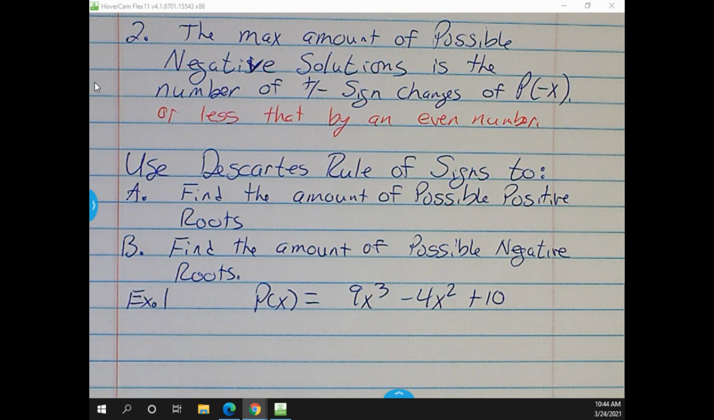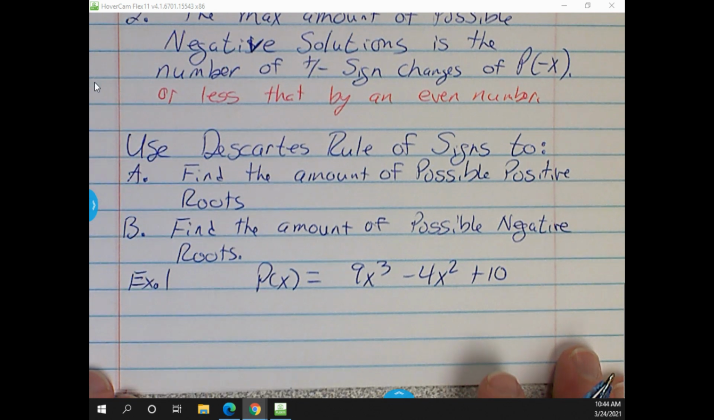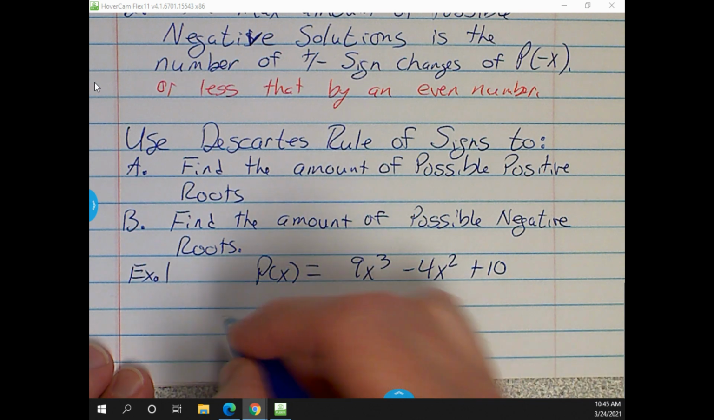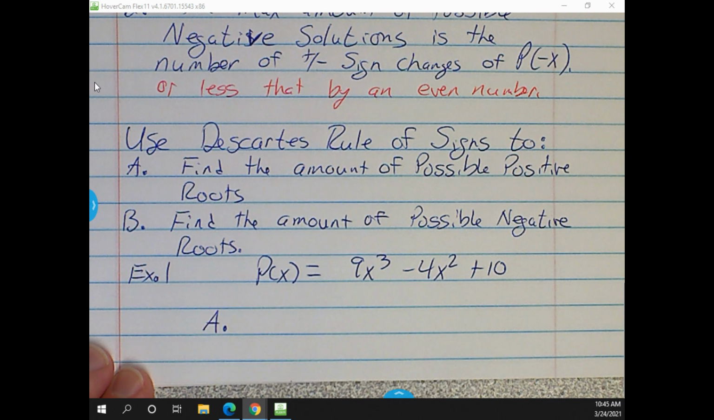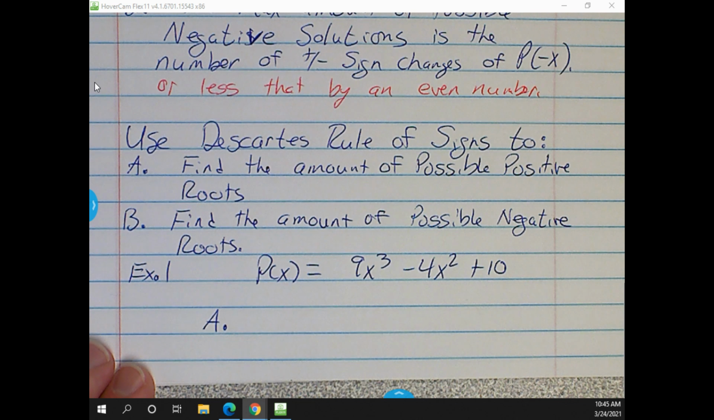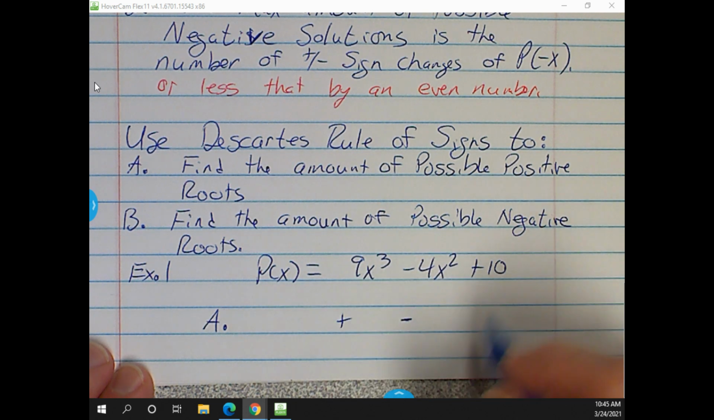Okay, so for part A, it's going to be really easy. We're just going to count how many sign changes we have. But it's one of those things that if you don't slow down and take your time, it's easy to miss this problem. So the best thing to do is just take everything off, no numbers, no variables, just give me the signs. This 9 is positive, this 4 is negative, and that 10 is positive.